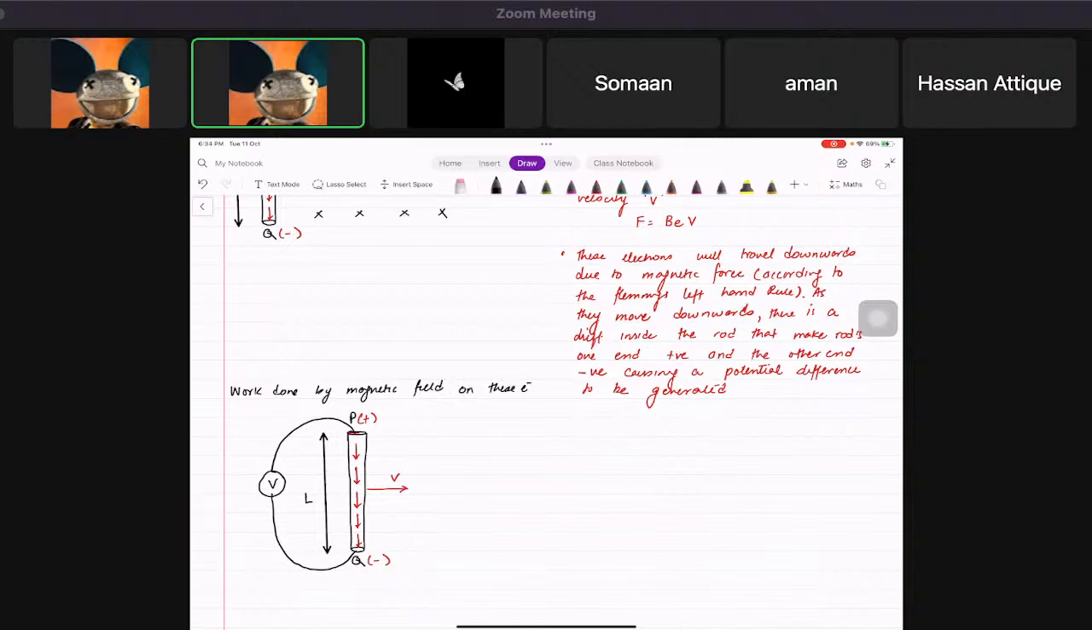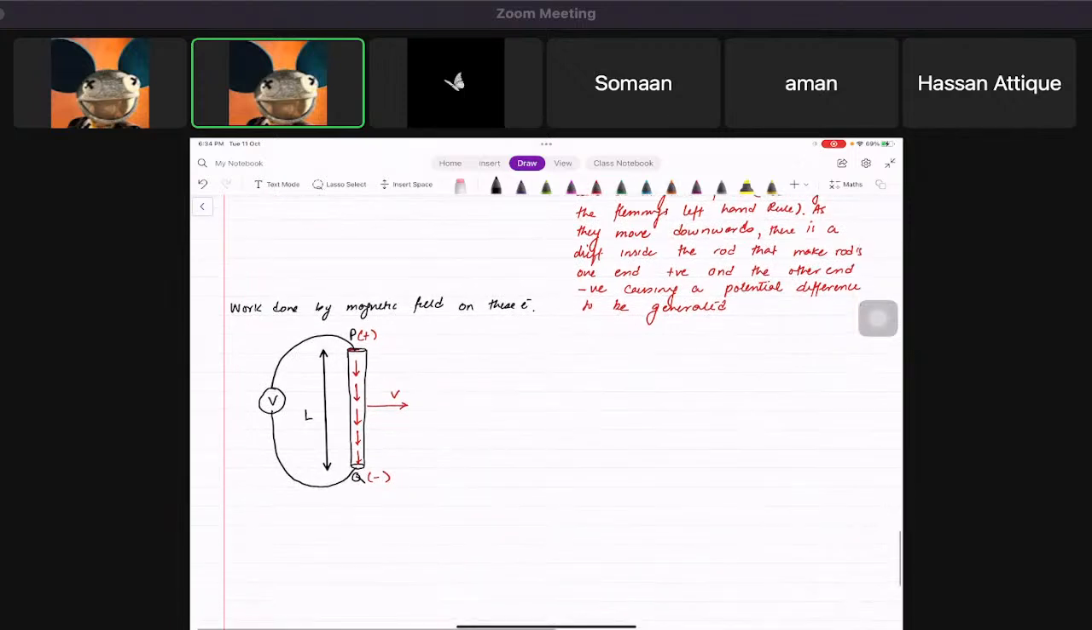these electrons. Now, we know that the work done is given by force times displacement, and the force on these electrons was equal to BeV, and the displacement they've moved is actually the length of the wire itself because they've gone down like this. So that's one part that I need you to remember.